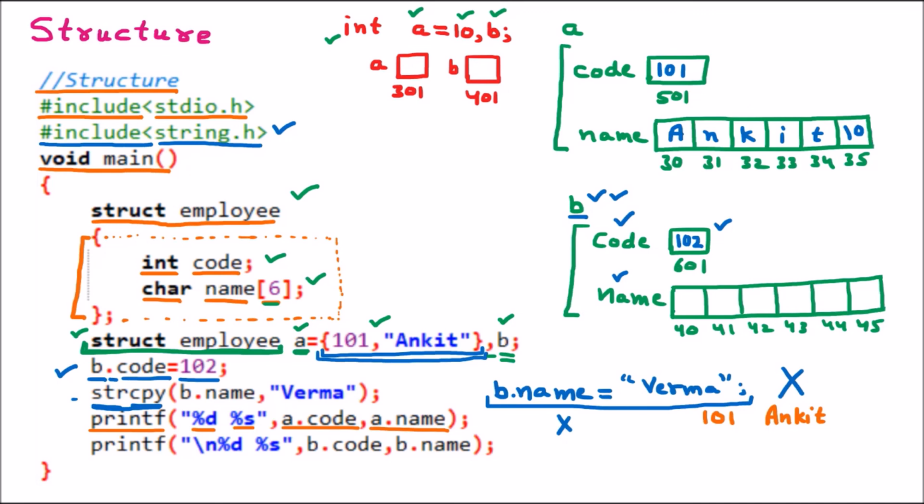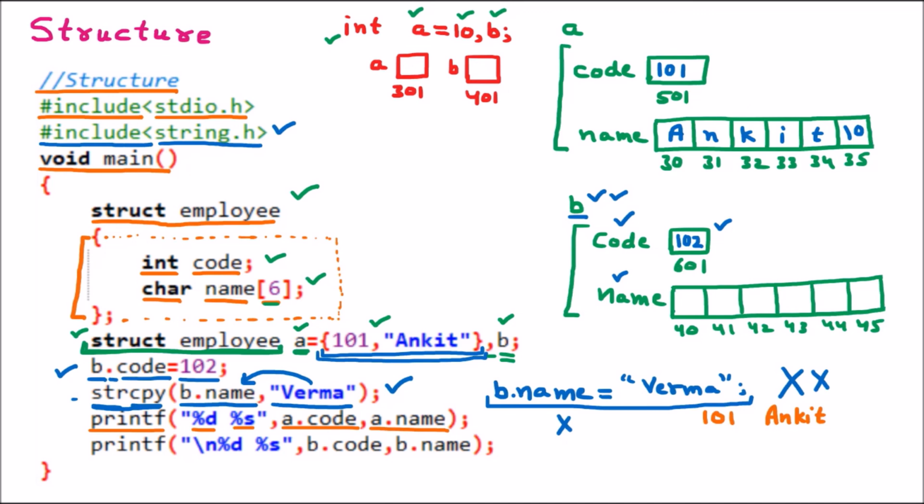Now here the first argument is where you want to copy, and the second one is the value. So here we are saying that Verma should be copied to B dot name. By using the string copy function we are saying copy Verma to B dot name. So what is going to happen? This is the perfect line. This is the line where the compiler will not show you an error. So you have to write this line, not the other one. B dot name equal to Verma is wrong, but here string copy is perfect.